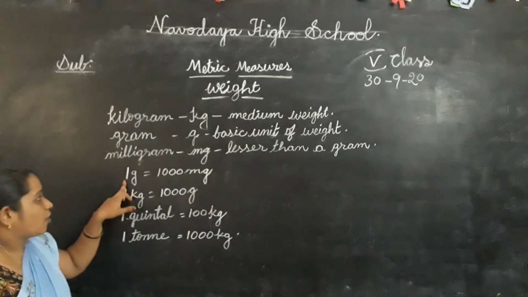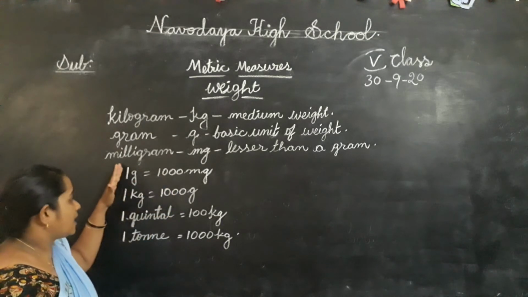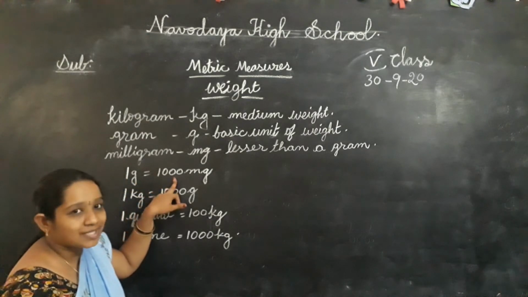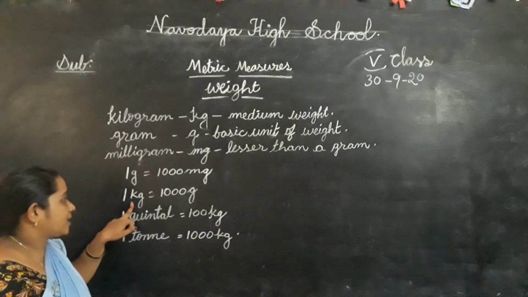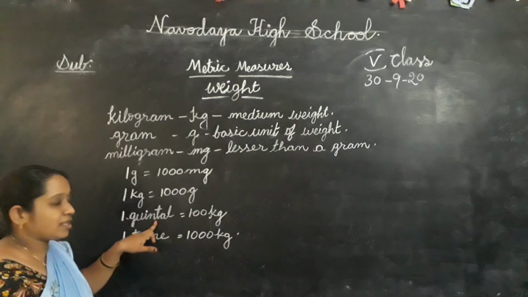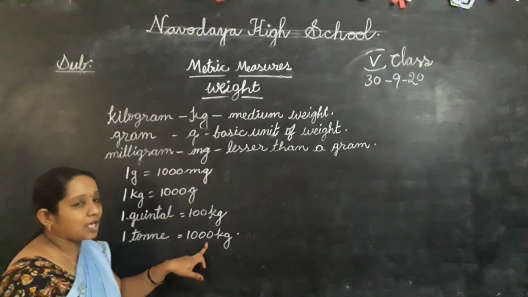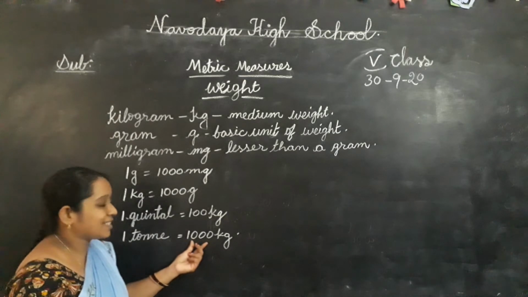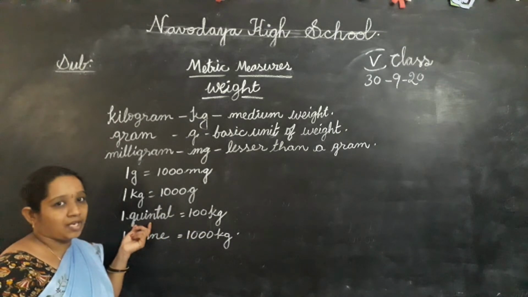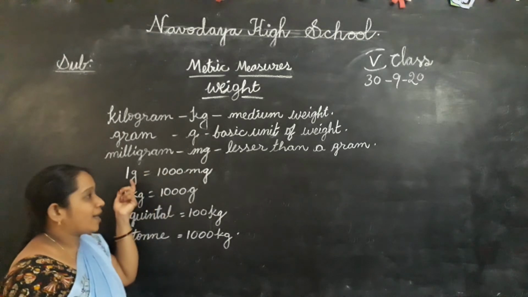Next, 1 gram is equal to 1000 milligrams. These are the fixed measurements. 1 kg is equal to 1000 grams. 1 quintal is equal to 100 kgs. 1 ton is equal to 1000 kgs. So 1000 kgs means 1 ton, 100 kgs means 1 quintal, 1000 grams is 1 kg, 1000 milligrams is 1 gram.